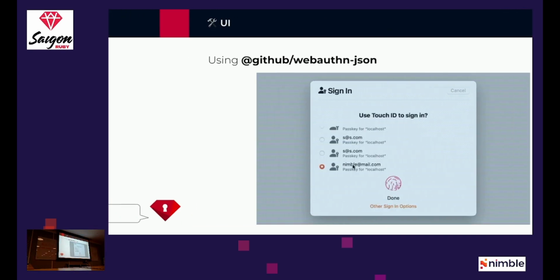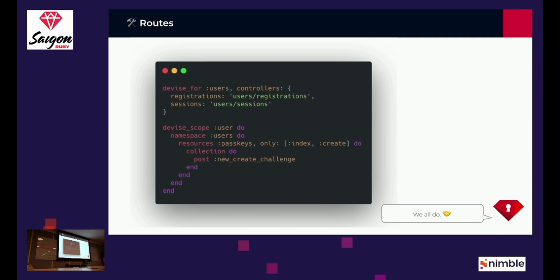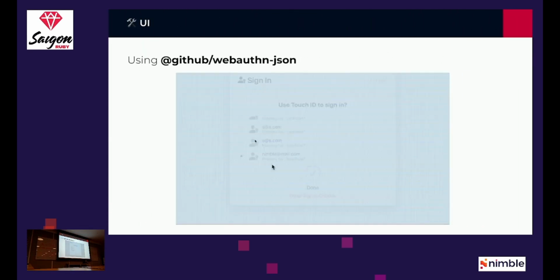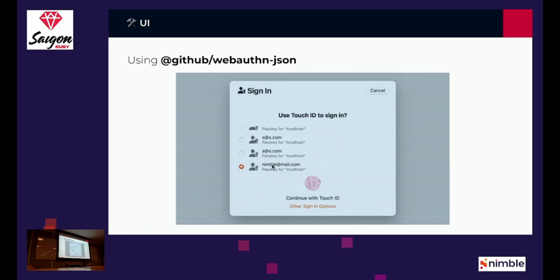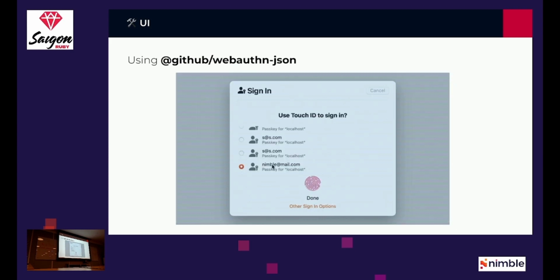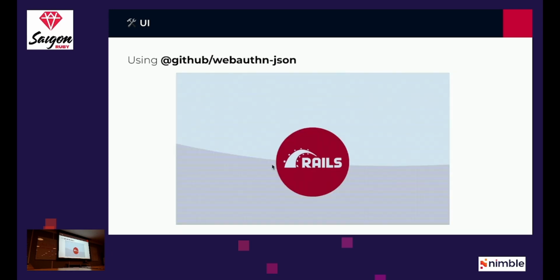But this gem, as you just saw, is only responsible for all the work on the server side: generating the challenge, validating the Passkey, authenticating the user. But on the client side, as you can see, there are some steps needed, for example, asking the user to authenticate, fetching the private key from the keychain. For this UI, we need to use another gem named Web Authentication JSON. It implements all the flow we need on the client side based on the Web Authentication API.